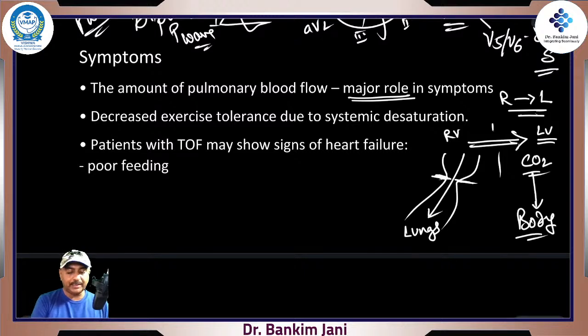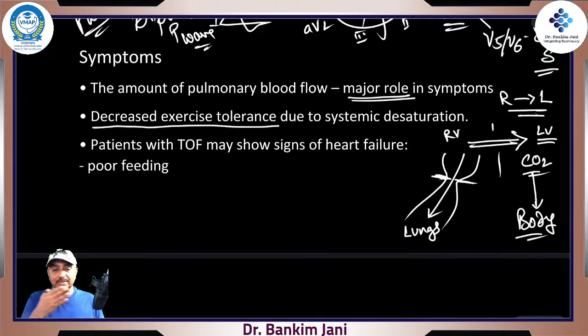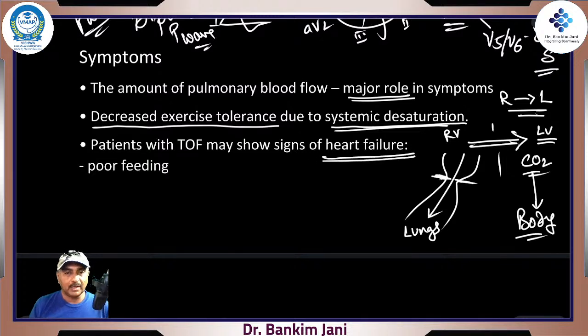So that's why there would be decreased exercise tolerance. Remember, this is decreased exercise tolerance, which we saw in Eisenmenger complex, right? Because this blood is deoxygenated blood. Blood having CO2 is getting mixed into the O2, so it leads to systemic desaturation. Now tissues will be getting less oxygen, obviously decreased exercise tolerance, and a patient with TOF may show the signs of heart failure. Why heart failure? Simply because of fluid overload.